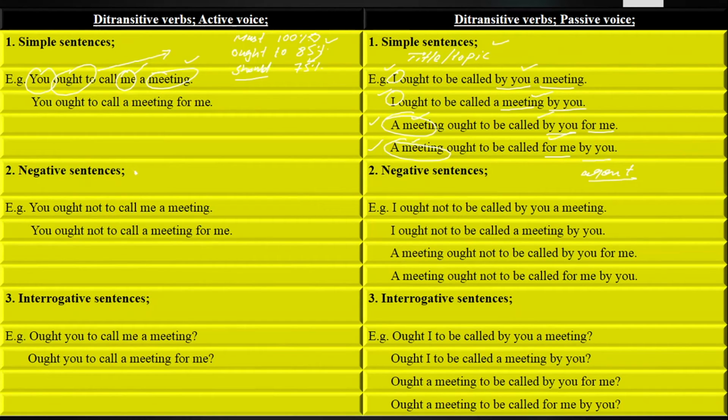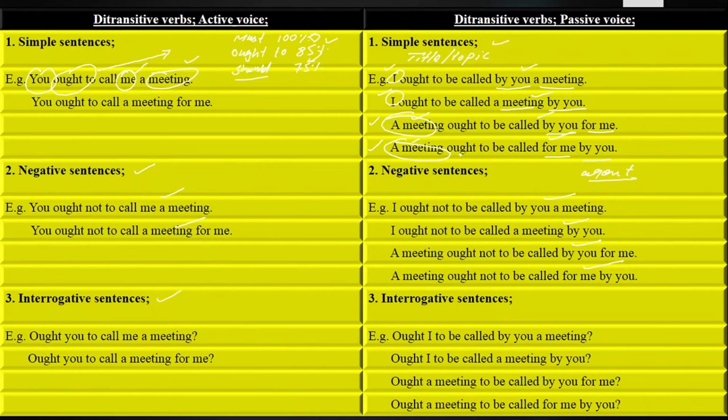Next we have the negative sentences. Those sentences in which we deny the statement, reject the statement and refuse the statement are called negative sentences. You ought not to call me a meeting. You ought not to call a meeting for me. I ought not to be called by you a meeting. I ought not to be called a meeting by you. A meeting ought not to be called by you for me, and a meeting ought not to be called for me by you.